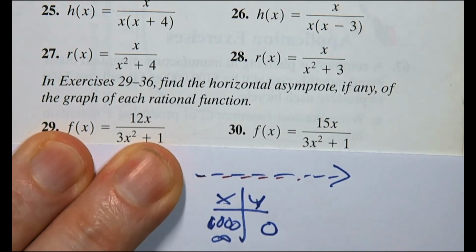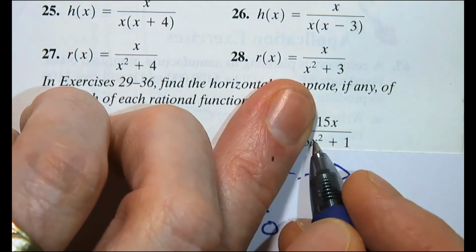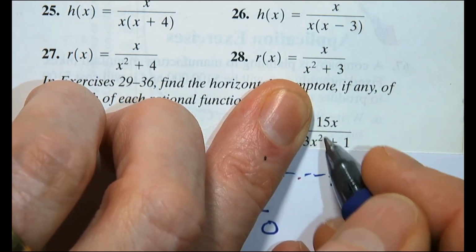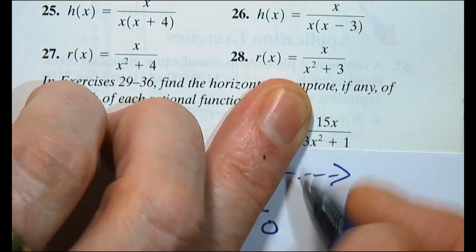How do I know that? I'll tell you a little secret. There's a bigger exponent on the bottom than the top. I'll tell you about that tomorrow, but there's a bigger exponent. The bottom's out of control. Bigger exponent heads to 0.